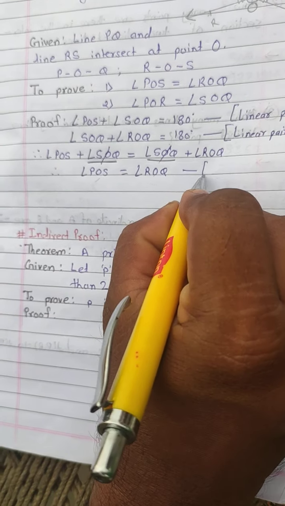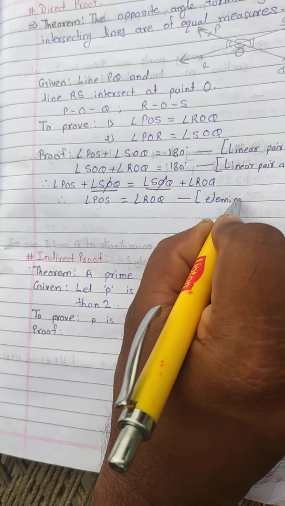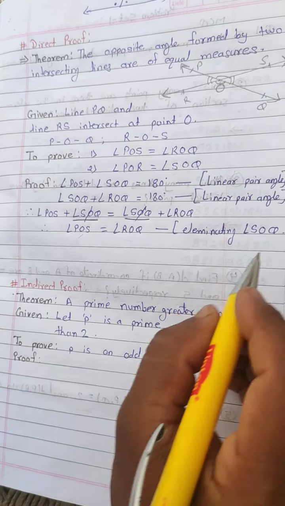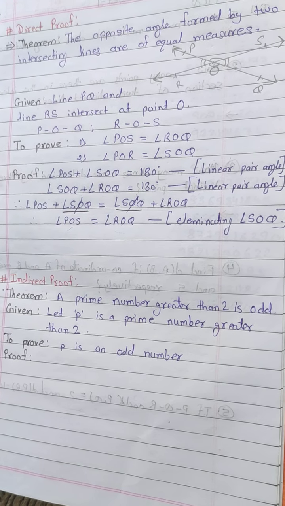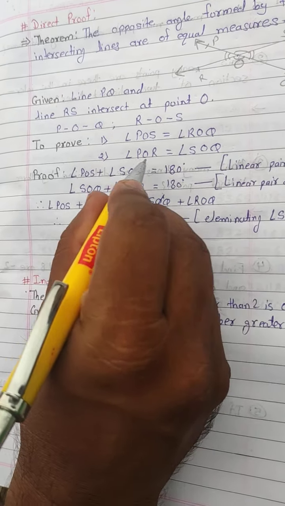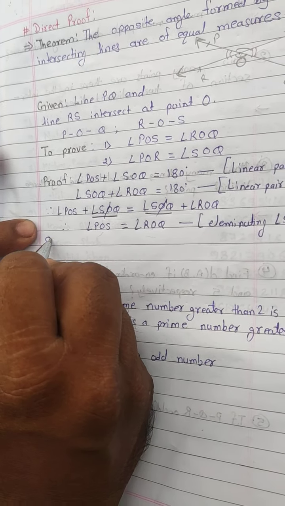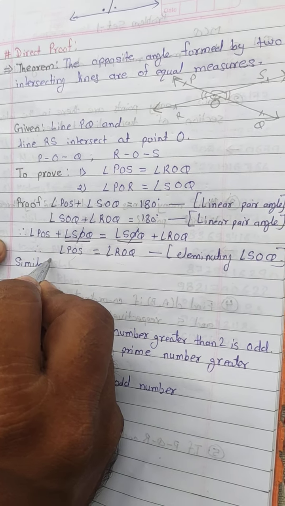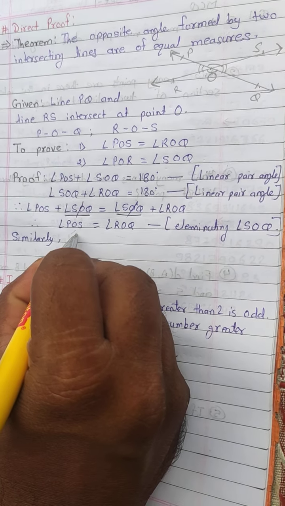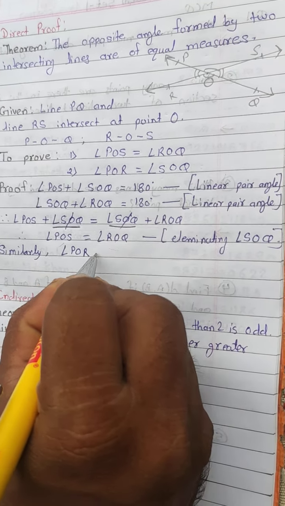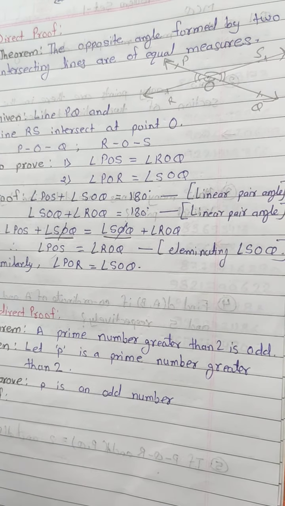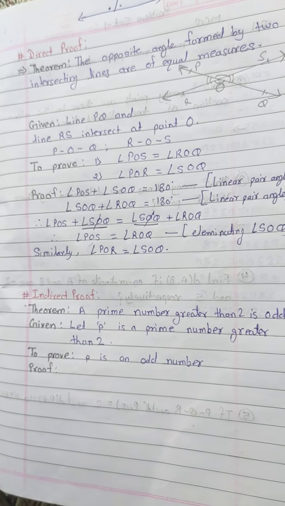Write the reason: eliminating angle SOQ. Did everyone understand how to prove? Simply take the linear pair and just cut that. Now the second one, we can write similarly. We can also prove angle POR equals angle SOQ. Hence the theorem is proved. This is known as a direct proof.